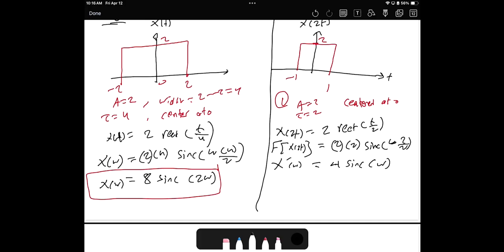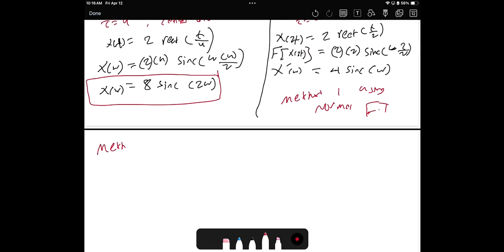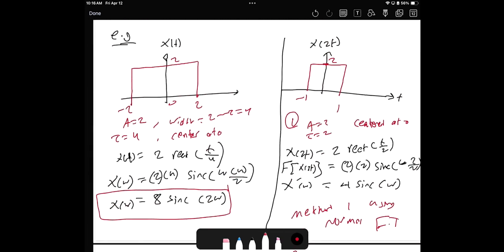Then this is method number 1, by using the knowledge that we know from limits. Method number 1 is using the normal Fourier transform. There is method number 2, using a property of the Fourier transform. Basically, in part 1, we already calculated X of t.